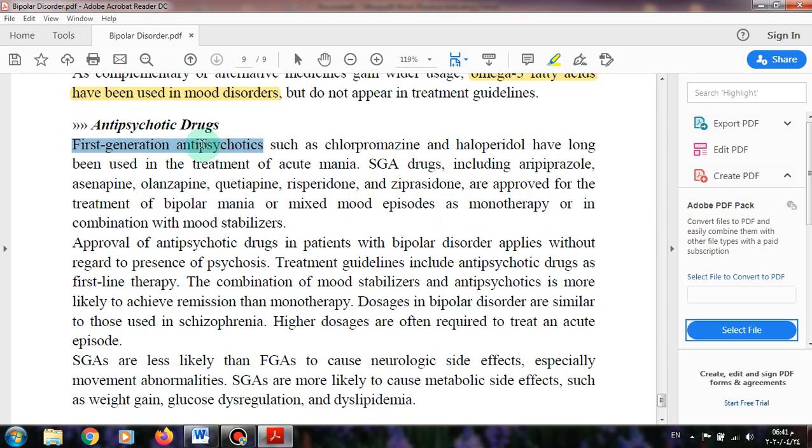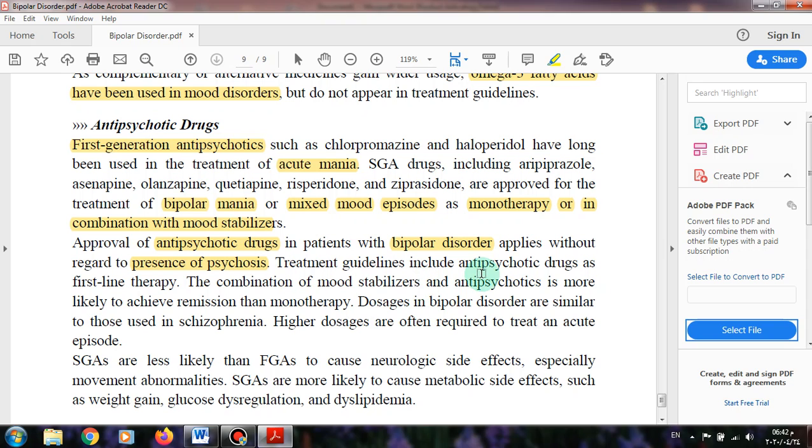Antipsychotics: the first generation antipsychotics, chlorpromazine and haloperidol, are used for the treatment of acute mania as first line treatment, with second generation including aripiprazole, asenapine, olanzapine, quetiapine, risperidone, and ziprasidone approved for the treatment of bipolar mania or mixed mood episodes as monotherapy or in combination with a mood stabilizer. So I either use one as first line therapy or in combination with a mood stabilizer. The important point is that approval of antipsychotics in patients with bipolar disorders appears without regard to the presence of psychosis. It is not only if the patient has psychosis that I give an antipsychotic; if the patient has bipolar disorder I give an antipsychotic regardless of whether they have schizophrenia or not. Let us keep this in mind too.